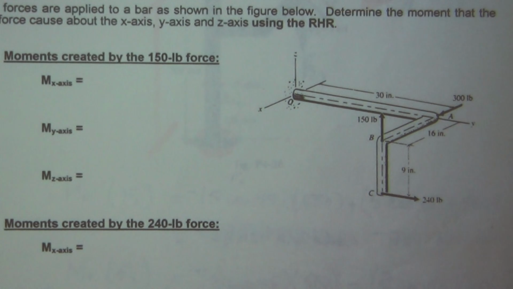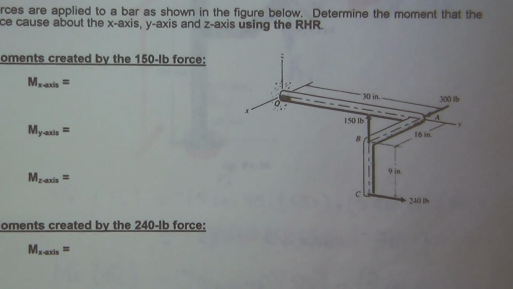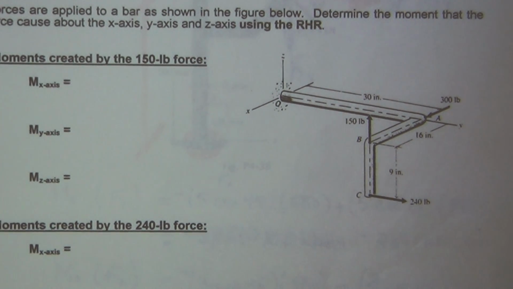So we're up to Chris. Chris, can you see the perpendicular distance between the 150-pound force and the x-axis? So there is a perpendicular distance. Let's try a different way. We know that the distance is 30 inches. Yes, that's correct. Okay, so let's look at it a different way.